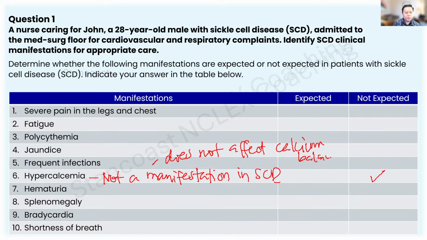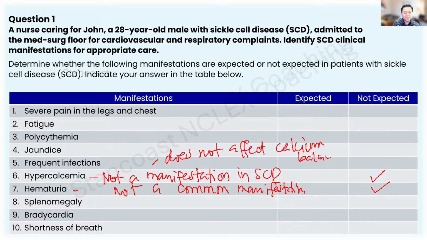Now, what about hematuria? Presence of blood in the urine. What do you think about that? Well, we know that the disease can potentially damage the kidneys. But again, hematuria will not be a common primary manifestation. Even though SCD can lead to kidney problems, it will not commonly lead to hematuria.